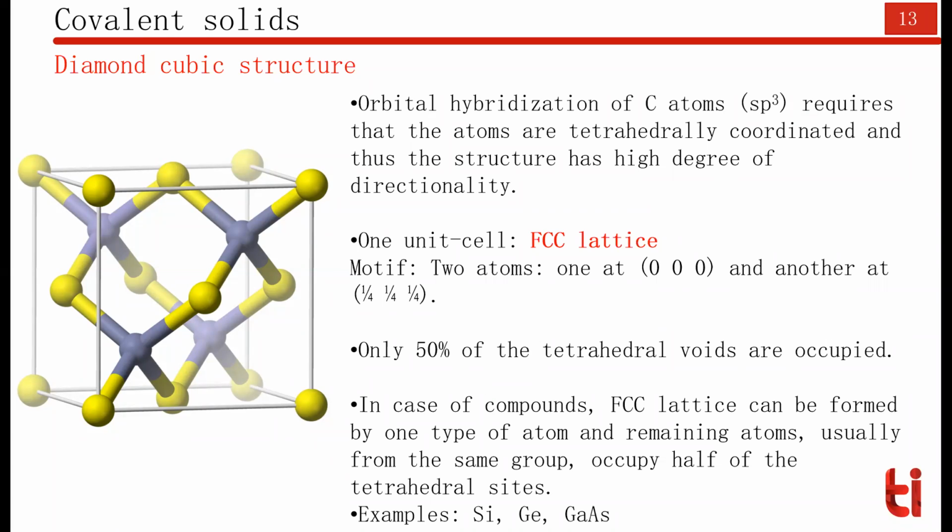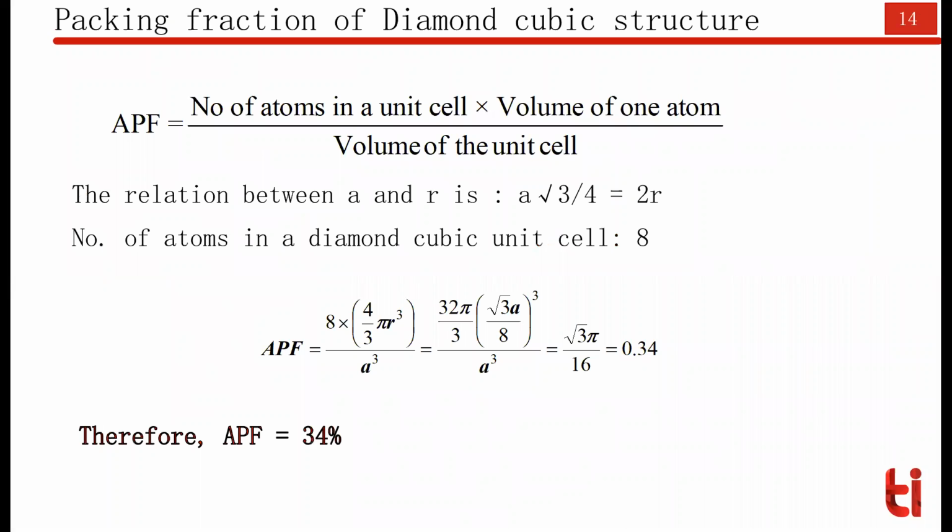And we know the corner atoms contribute 1 by 8 and the face atom contributes 1 by 2. And like that, if you compute, the total contribution from the lattice positions is equal to 4, and the other 4 are coming from the tetrahedral sites. So the total number of atoms in the diamond cubic unit cell is equal to 8. So we have 8 atoms.